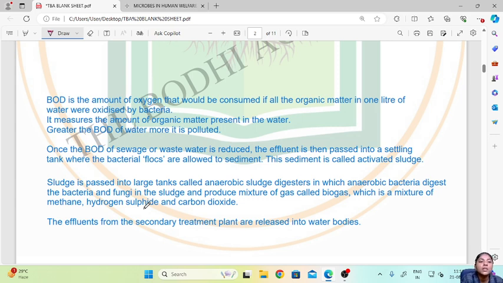Then BOD is the amount of oxygen that would be consumed if all organic matter in 1 liter of water were oxidized by the bacteria. It basically measures the amount of organic matter present in the water. So BOD gives us the measure of the amount of organic matter present in the water. The greater the BOD, the more polluted the water is.